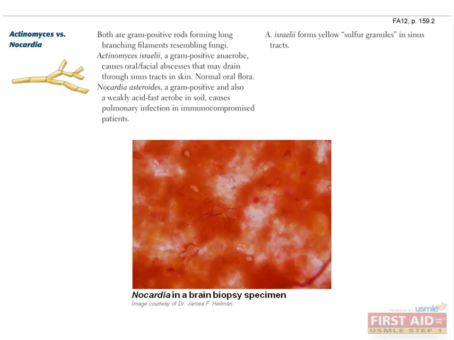Both of these gram-positive organisms are unique in that they have a branching filament structure, which can be seen in this picture of a patient who was found to have Nocardia on biopsy. When it comes to learning Actinomyces and Nocardia, keep the SNAP mnemonic in mind for learning how the two bacteria should be treated.